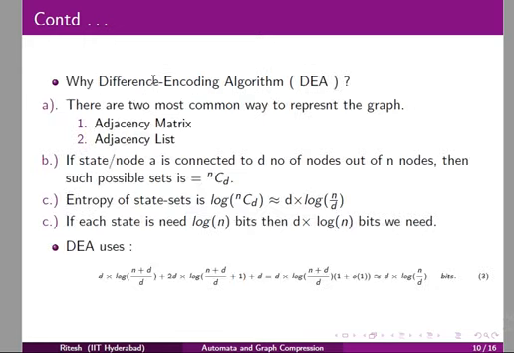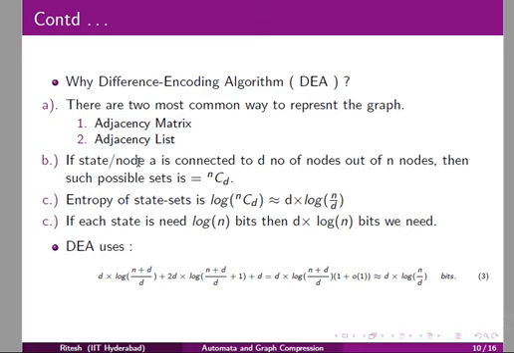So why difference encoding algorithm for this? Mainly we have two types of representation for the graph: adjacency matrix and adjacency list. The adjacency matrix we are not going to use because it requires a lot of memory and a lot of computation, and the adjacency list is very tough to handle, but it uses very less memory. So that's why we are here to save our memory with the help of data compression. That's why we are going to use the list.